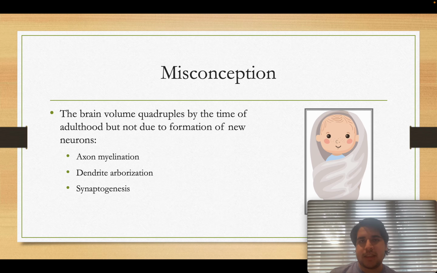This increase in brain size is actually due to, one, axon myelination, as we learned, and also dendritic arborization, which basically means the dendrites mature and become longer and more intricate, and also synaptogenesis. So again, the brain volume increases not because of new neurons being formed, but by other processes such as the myelination of axons.